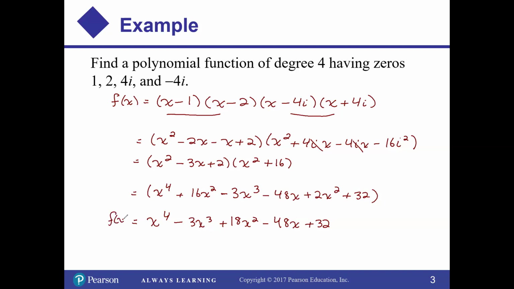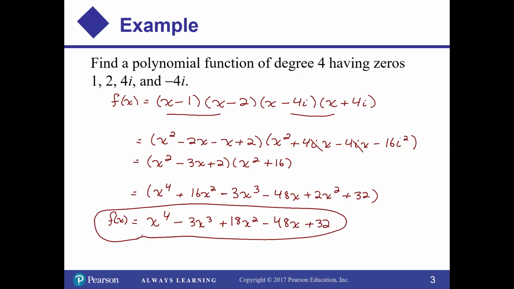So like I said, there are multiple others I can have. If I multiplied everything by 3 or 7 or something like that, that could be another polynomial. But yes, this is just one of the many polynomials that we could have of degree 4 that has the zeros 1, 2, 4i, and -4i.